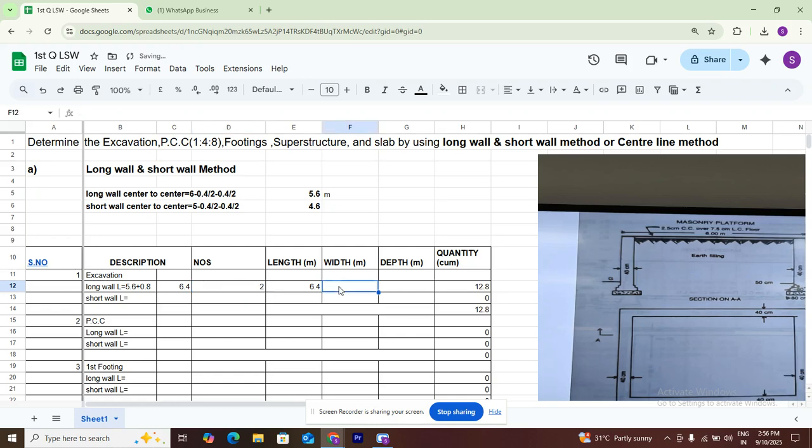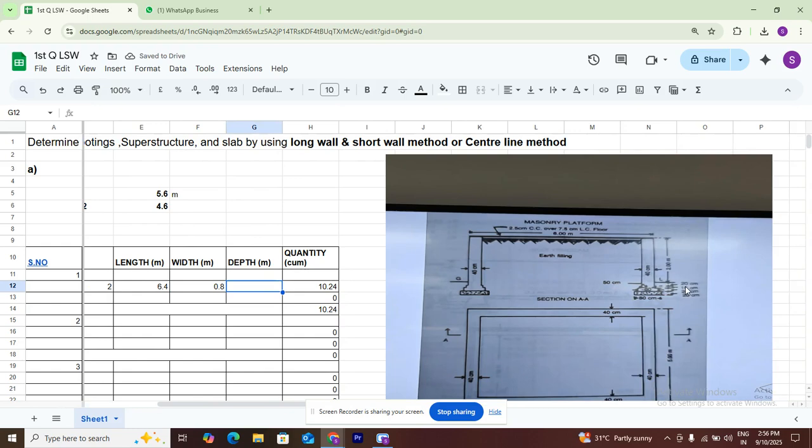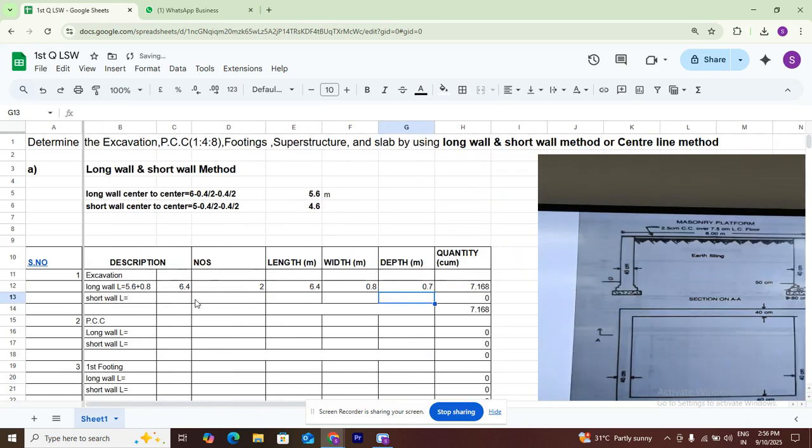What is the width of the footing? It is 0.8. What is the depth of the footing? The depth of the footing, total below ground level, is 0.7 meters. So the long wall is computed.